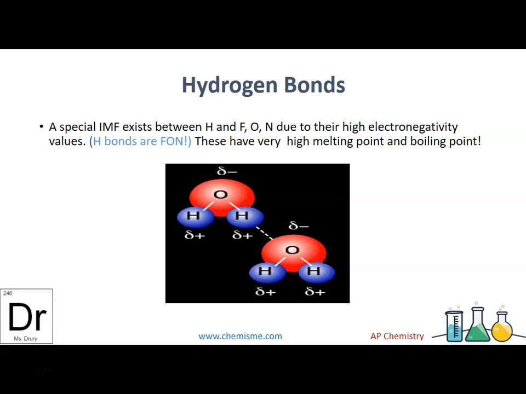There's a special case of dipole forces called hydrogen bonds, and this is what we focused in on last year in our year 1 class. A special intermolecular force exists between hydrogen, one of our less electronegative elements, nonmetals, and then F, O, and N, some of our higher electronegativity elements.